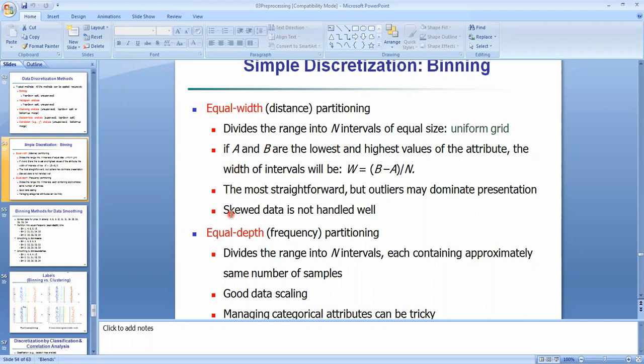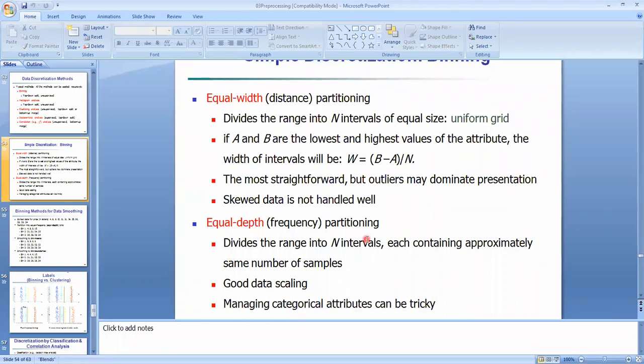Another method is equal depth partitioning. If you talk about depth, we always refer to the frequency. This is the second method, equal depth. It divides the range into N intervals, capital N, each containing approximately the same number of samples.